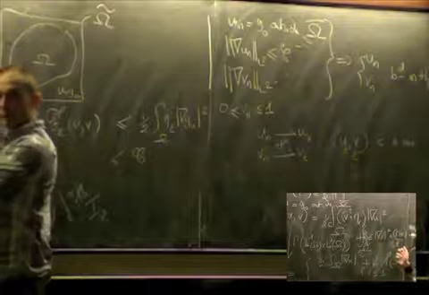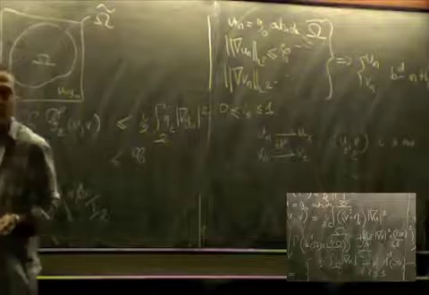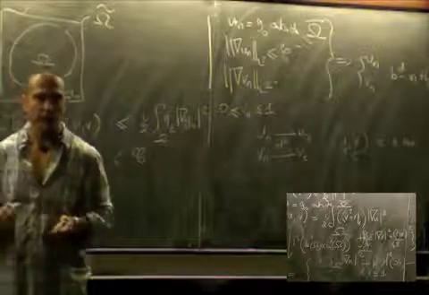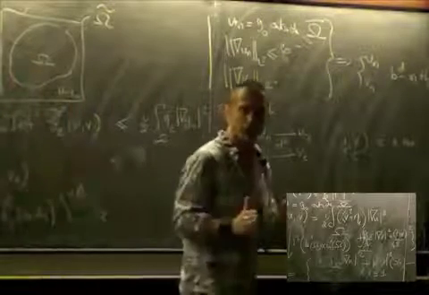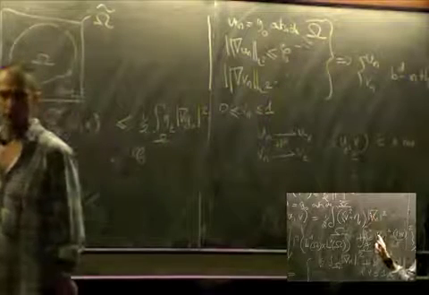1 minus V squared is convex. This term is convex, it's V squared. And this term is convex. So it's convex in U and it's convex in V. But it is not convex in UV.